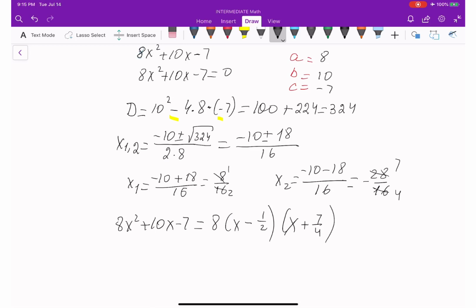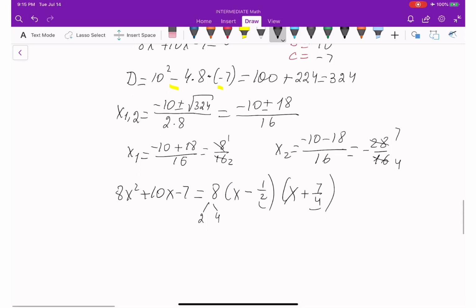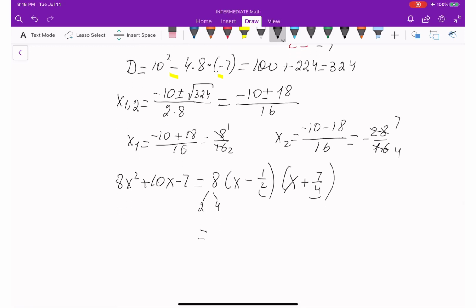Well, we have both of them as fractions, so we want to get rid of both of them. What I'm going to do, here I have 2, here I have 4. So I'm going to break down 8 as 2 and 4, which means I'm going to represent it with these parentheses, because here is 2 times x minus 1 over 2. And the other one is going to be 4 times x plus 7 over 4.